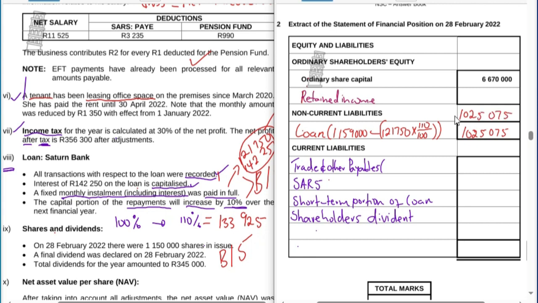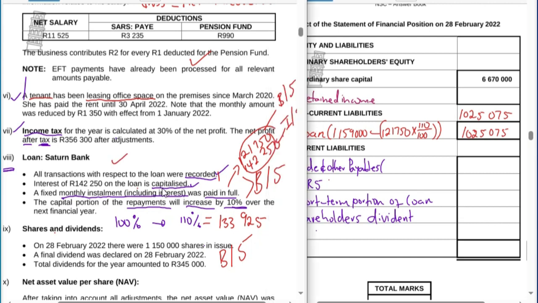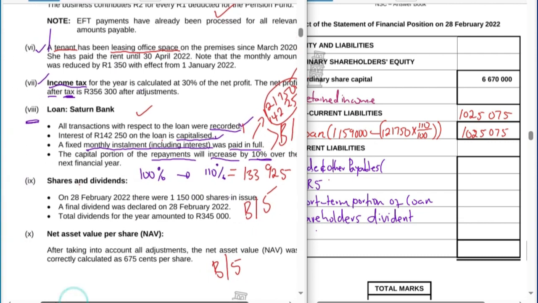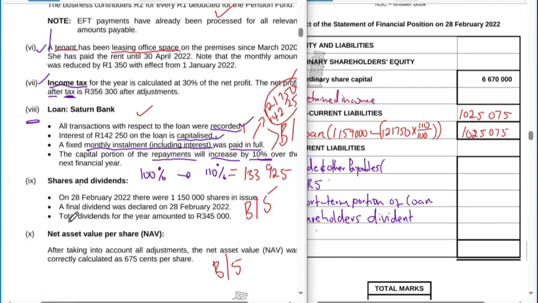And now we are done with the loan information. We can move toward shares and dividends. It says that on the 28th February 2022 there were 1,150,000 shares in issue, meaning we had 1,150,000 units of shares at the end. And then a final dividend was declared on the 28th February.